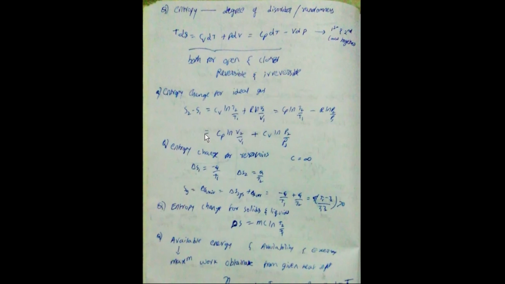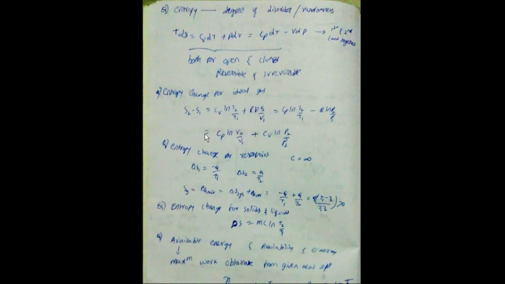Entropy change for ideal gas: S2 minus S1 is equal to Cv ln T2 by T1 plus R ln V2 by V1, is equal to Cp ln T2 by T1 minus R ln P2 by P1, is equal to Cp ln V2 by V1 plus Cv ln P2 by P1.